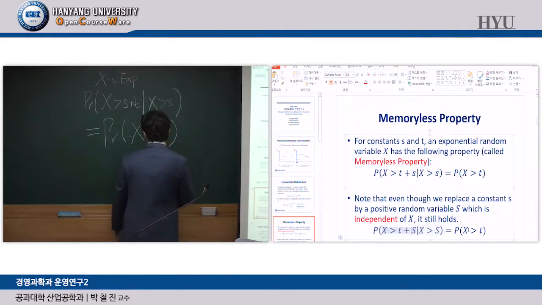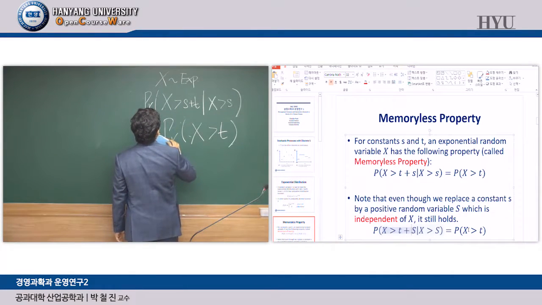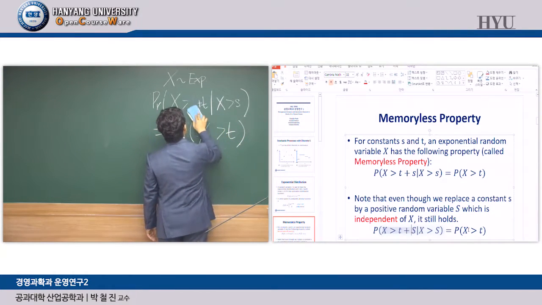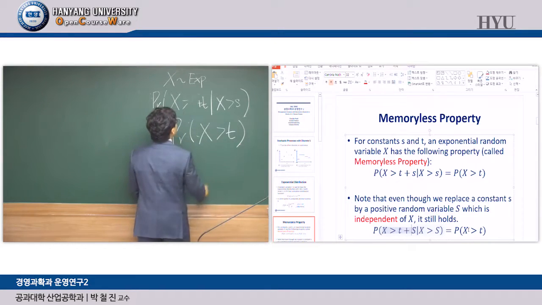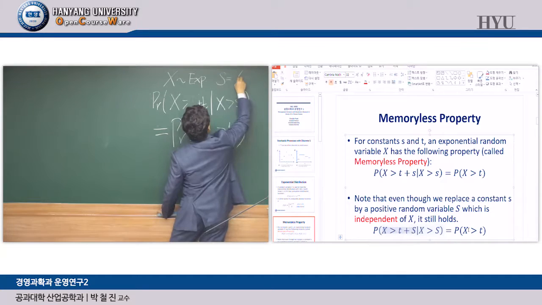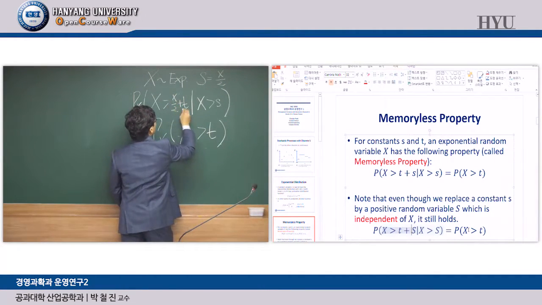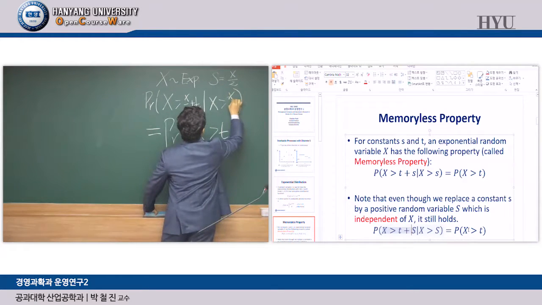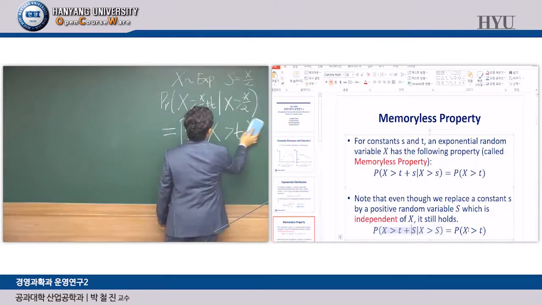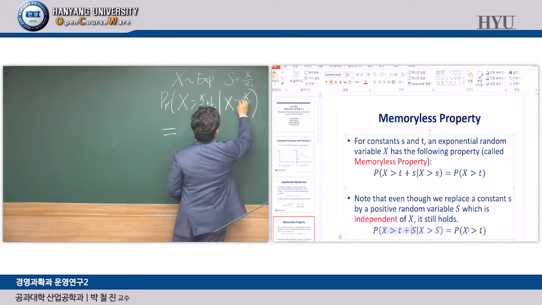So for example, large X is an exponential random variable, and if we consider large S to be, let's say, large X over 2, let's consider this simple example. Then we try to calculate this probability.